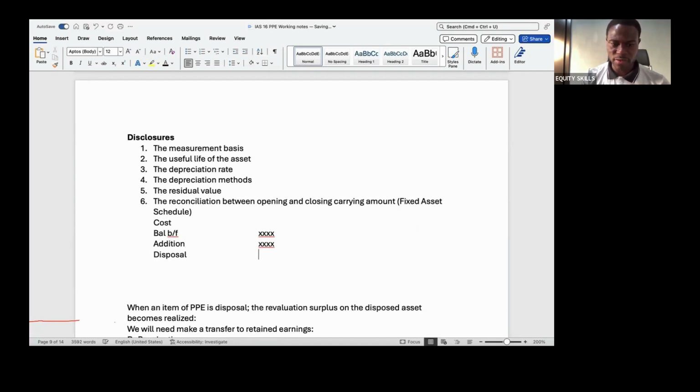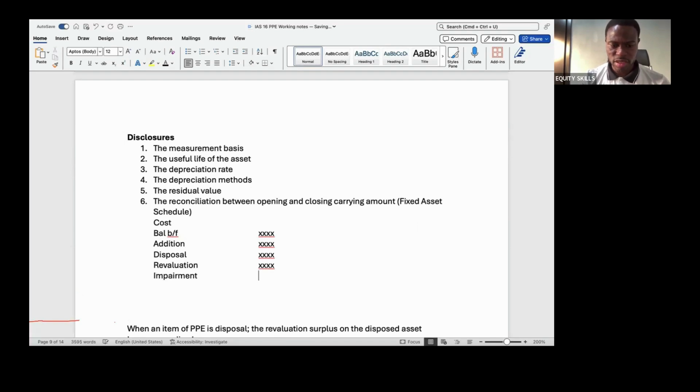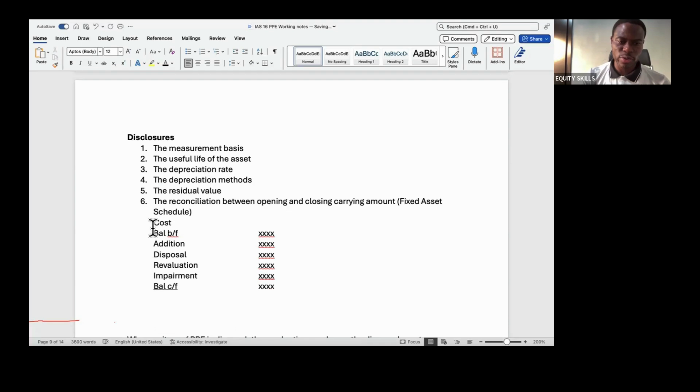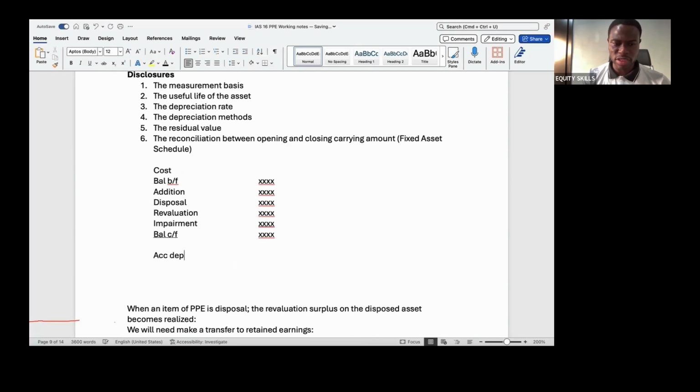We have disposal. If there is revaluation, everything. If there is impairment, if there is business combination, everything, they will just put everything there. Then you have balance carried forward. Then that's for the cost too. All these are disclosures. Then we'll do the same thing for accumulated depreciation.